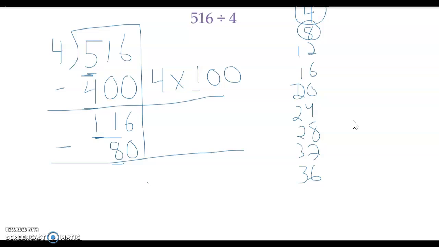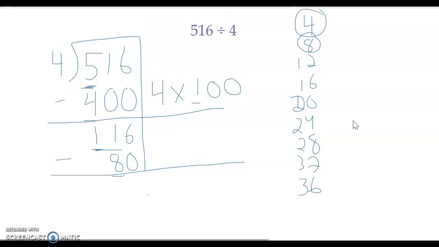I know to get my 80, I did 4 times 1, 2, and tack on that 1 0. Now I can subtract. 6 minus 0 is 6. I can't do 1 minus 8. Same subtraction rules apply, so I'm going to go over here and regroup. 11 minus 8 is 3. So now I'm left with 36 that I need to put into 4 groups.